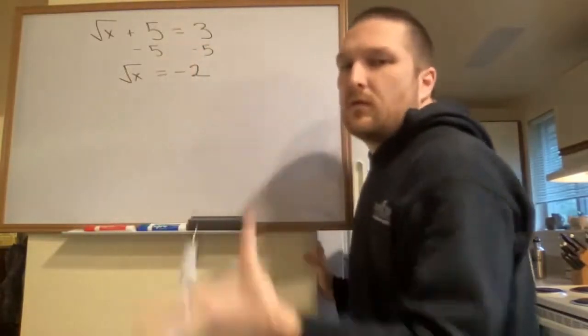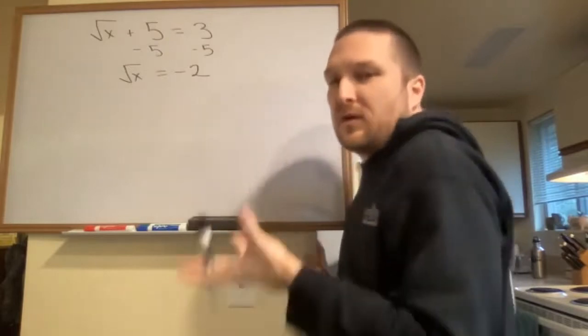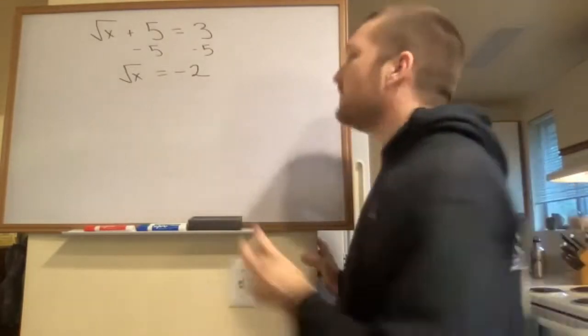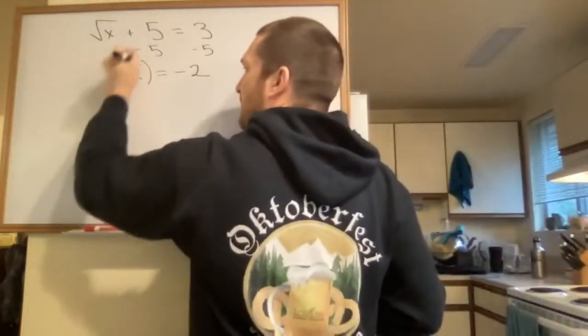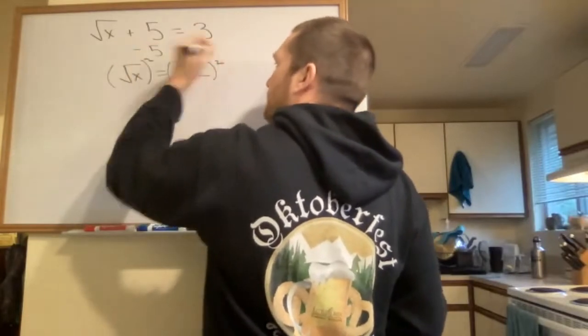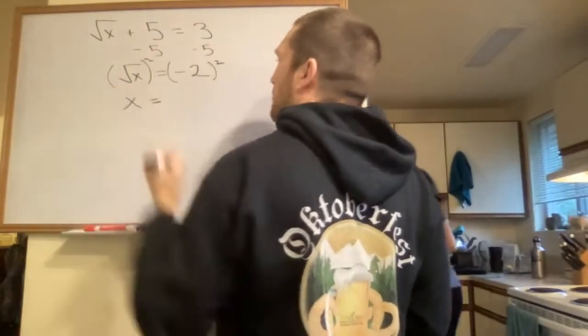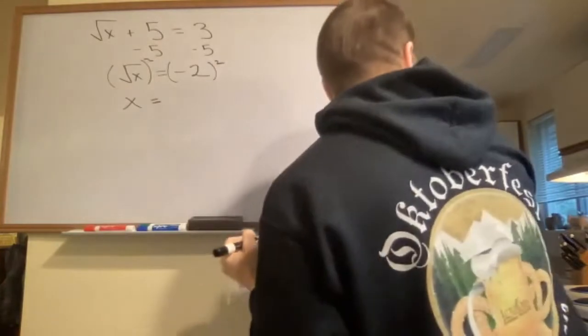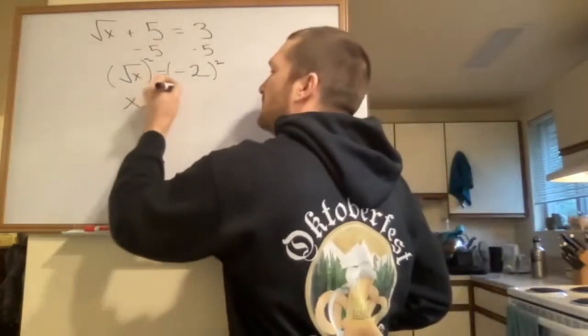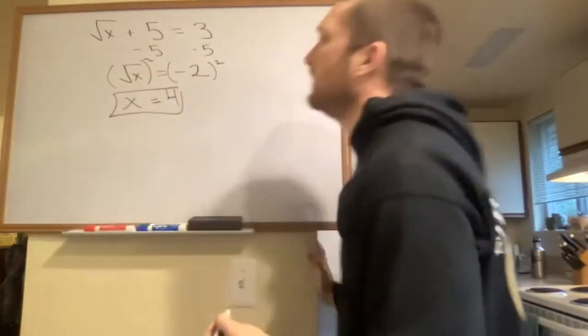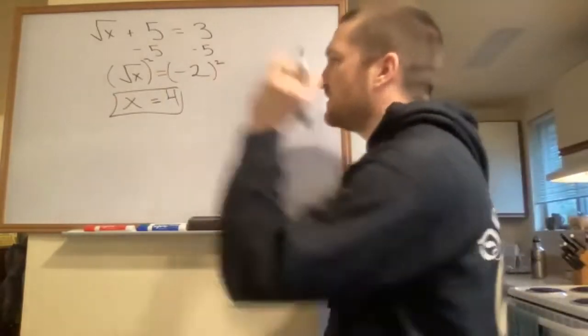x gets a square root taken. How do we undo square root? Square it. Okay, so I'm going to square both sides of the equation. And that gives me x equals what? 4. Positive 4. And so I go, okay, I'm good to go. I have my answer. Let's check it.